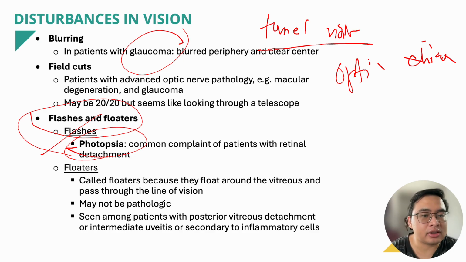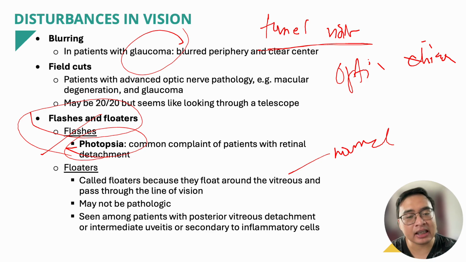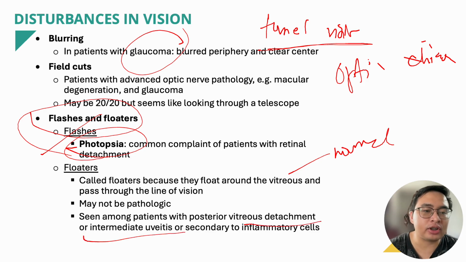Last would be floaters. Floaters, may nakita po ba kayong palutang-lutang sa inyong paningin? So, it's normal. This one is more normal. Sometimes. But what you need to elicit is that, has the number of floaters been increasing in the past few days? Okay? Has there been an abrupt change in the number of floaters? They are called floaters because they float around the vitreous humor. This is seen among patients with posterior vitreous detachment or intermediate uveitis or secondary to inflammatory cells, meaning you have an infection of your eye.